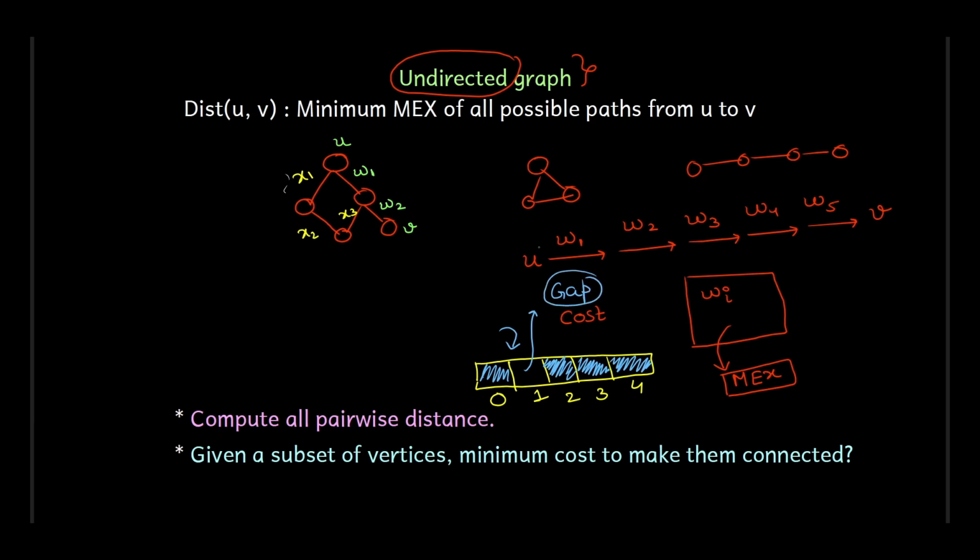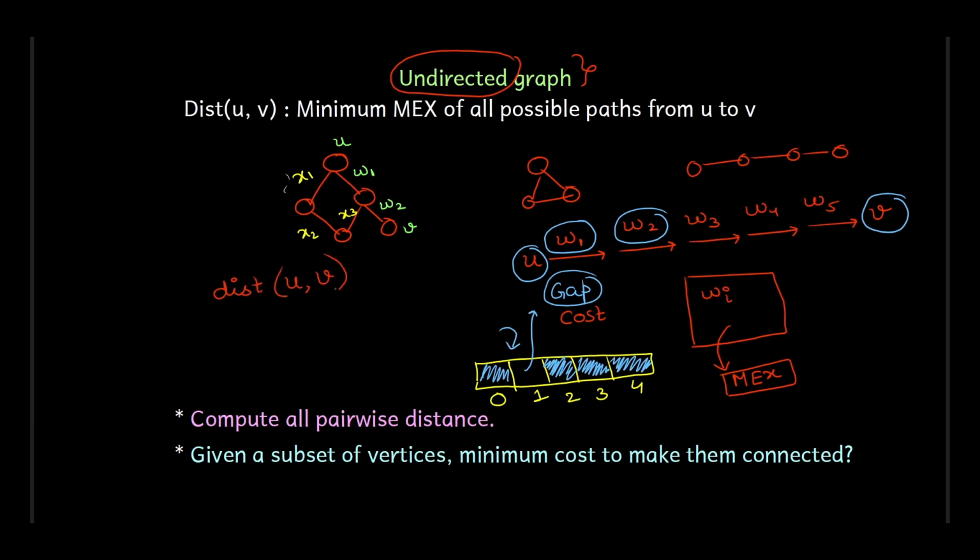And the cost of this path is equal to the MEX of this set, where the elements of this set are the edge weights that you encountered in your journey. This is the cost of a fixed path. But then you also have to define what is the distance between U and V.